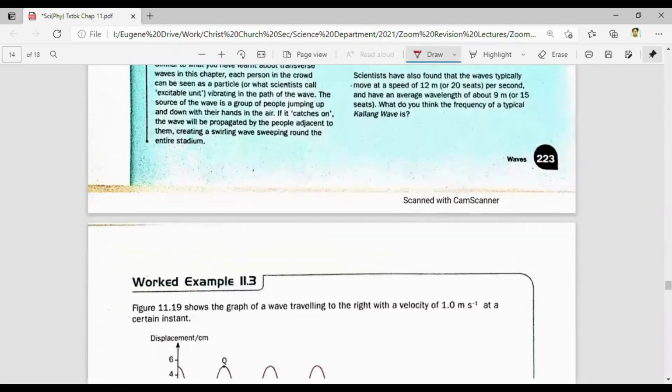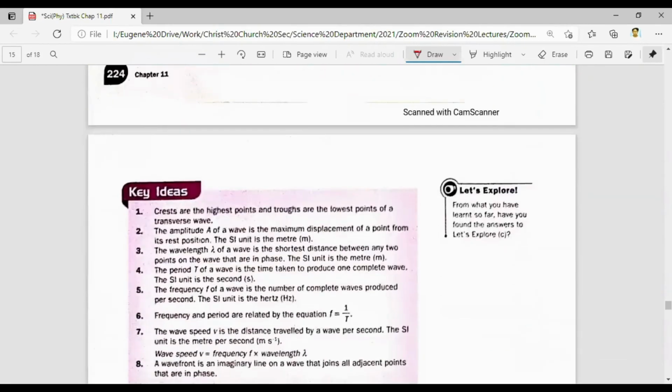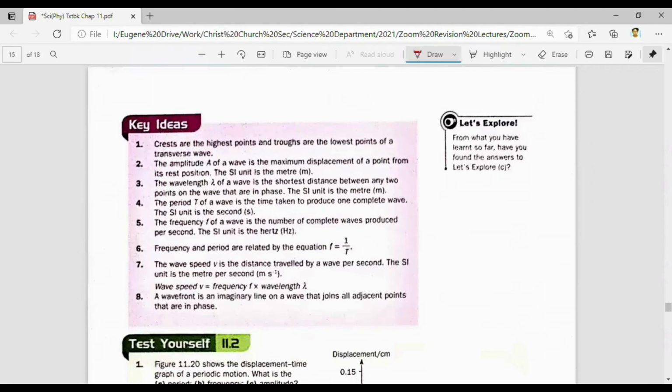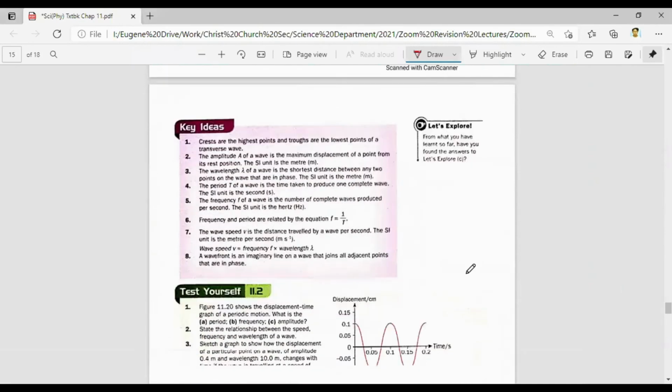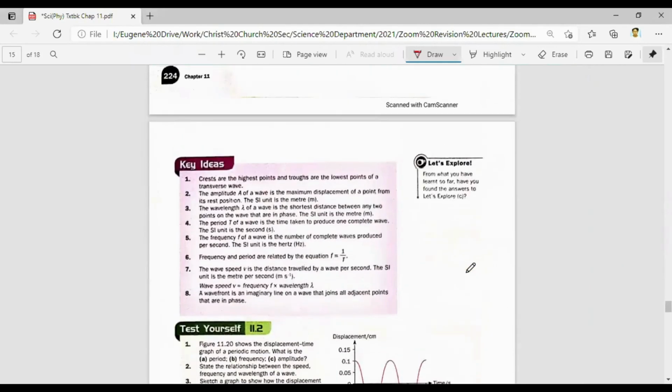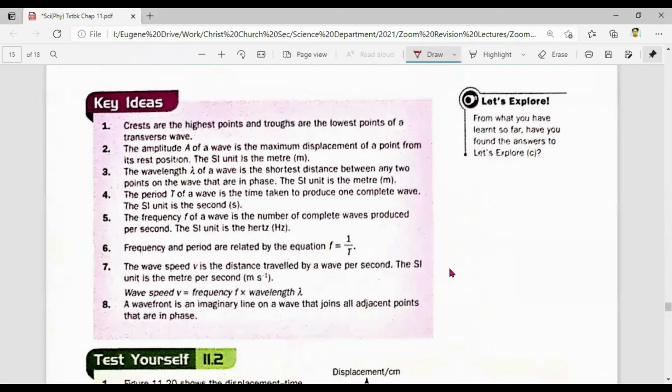Okay, so in actual fact, I think we are done. So let's do a wrap up for 11.2. So what we did was to find out that crests are the highest points, troughs are the lowest points. Okay, so we are using the crests and the troughs to indicate the positions of a wave.